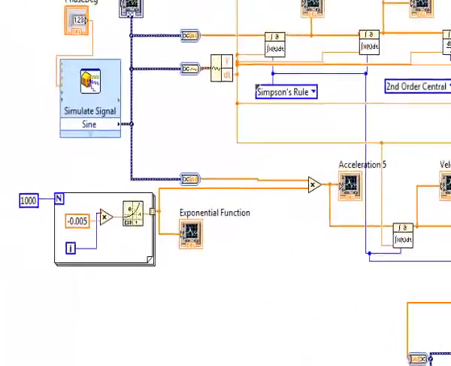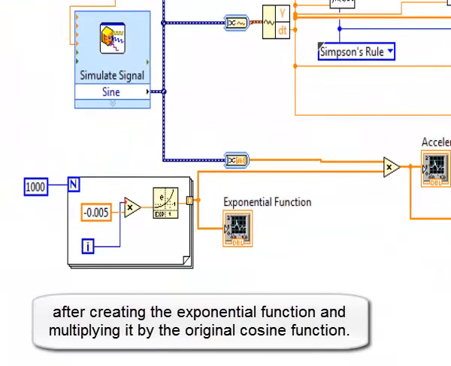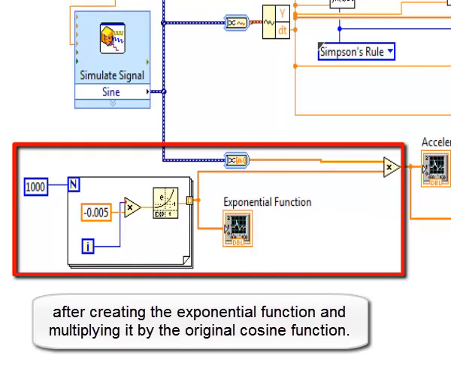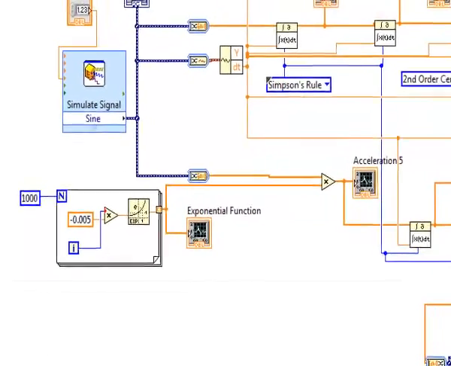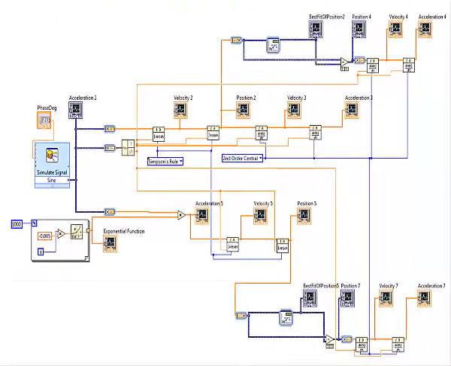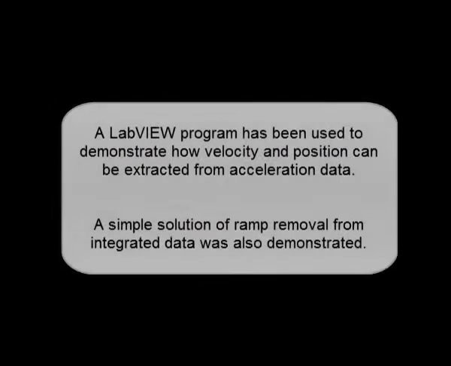After creating the exponential function and multiplying it by the original cosine function. A LabVIEW program has been used to demonstrate how velocity and position can be extracted from acceleration data. A simple solution of ramp removal from the integrated data was also demonstrated.